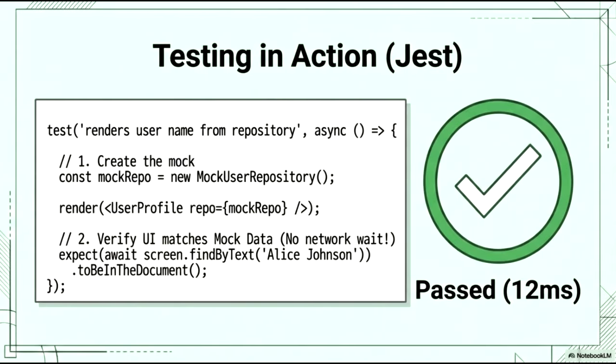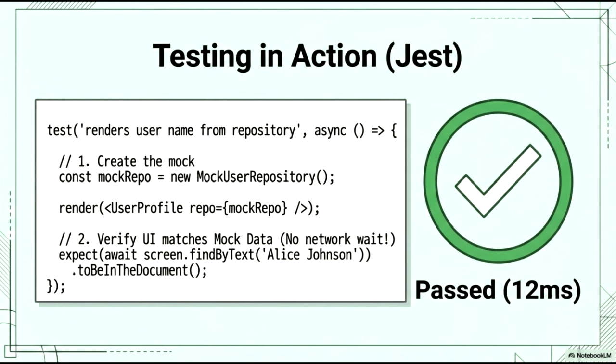This example demonstrates how Jest and React Testing Library work together to create fast, reliable unit tests. In this scenario, we are testing whether the user profile component correctly displays a user's name. The process begins by creating a mock repository, which allows us to simulate data retrieval without the overhead or unpredictability of a live network request.